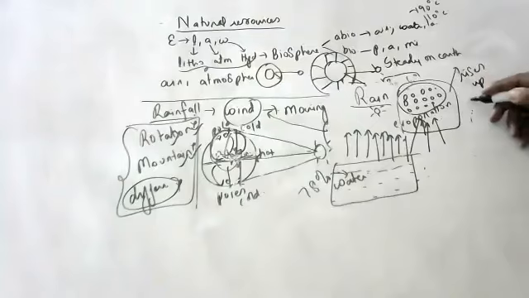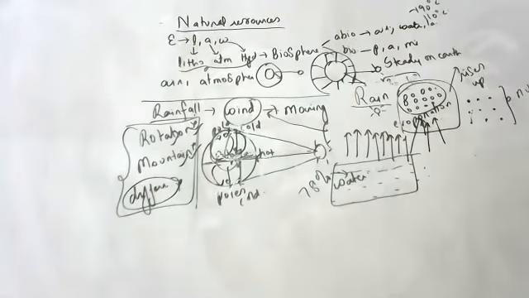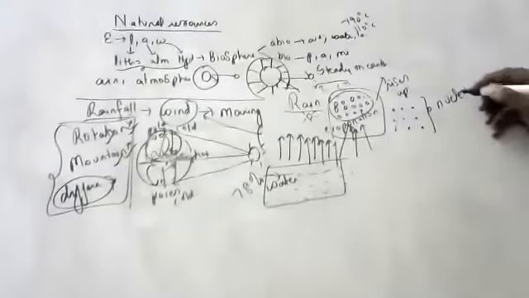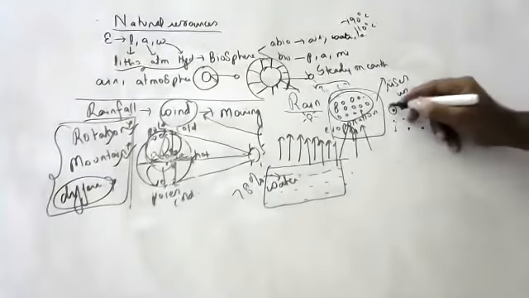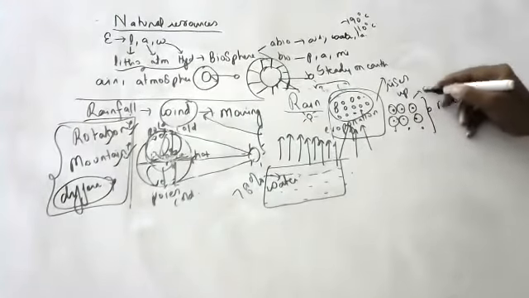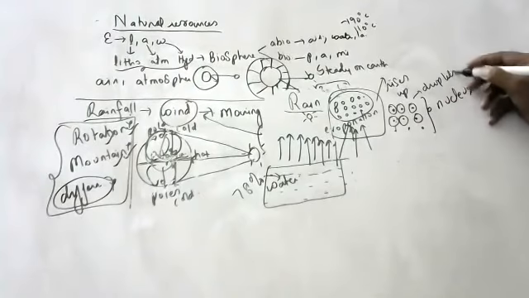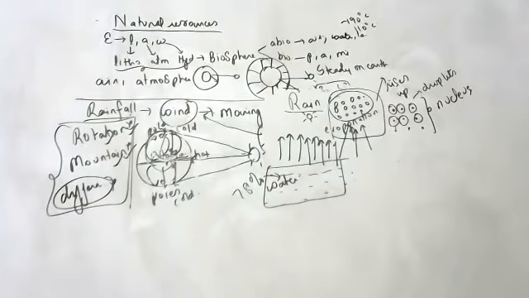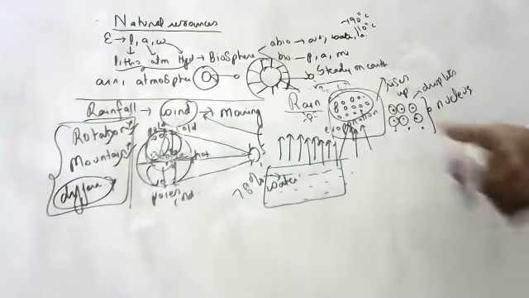Now when the water vapor is going up, children, there are so many dust particles in the air. Dust particles act as a nucleus. Around this nucleus, water vapor will accumulate. Now they will form droplets. What will they form, children? Water droplets.